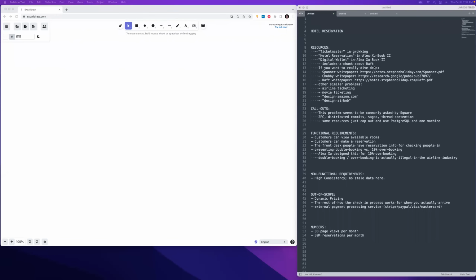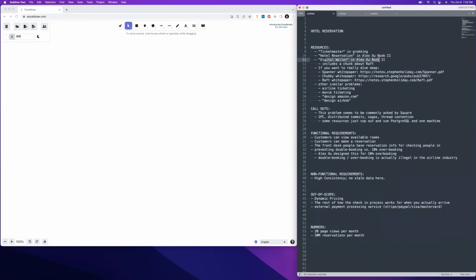I'm going to try to do a quick run through of the hotel reservation problem. Some background on this problem, where you can find some resources on it. You can find some really similar content to this problem scenario in Ticketmaster and the grokking material. This problem is covered in Alex Xu's second book. They just have the hotel reservation problem there. He also calls out that there's a lot of very similar ones.